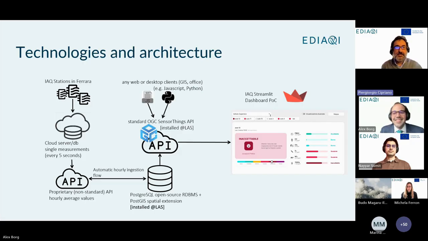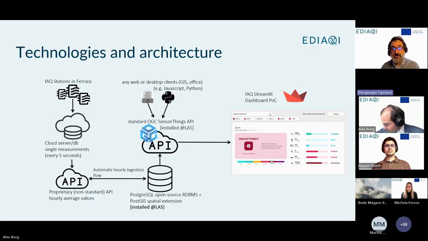Okay, thanks, Alex. So the user interface prototype has been developed using Streamlit, an open source Python framework to deliver interactive data apps. But let's focus a little bit on what's behind the user interface. So the overall architecture is deeply focused on the OGC SensorThings API standard that has been adopted in the EDIAQI project to get interoperable data sharing among all pilots of the project.